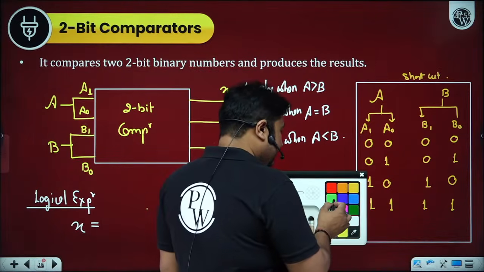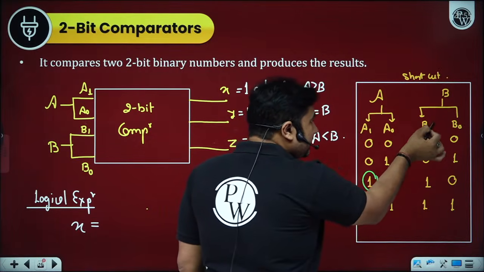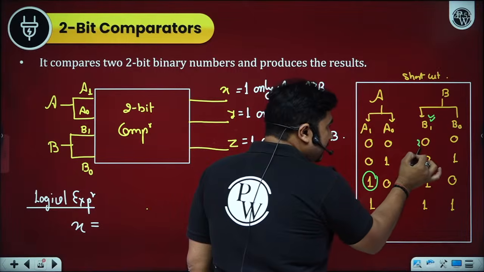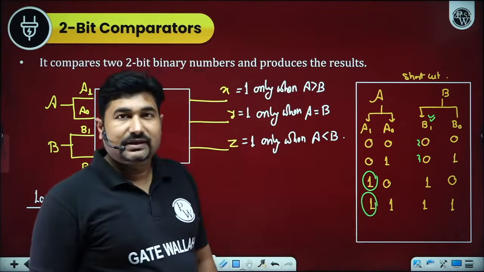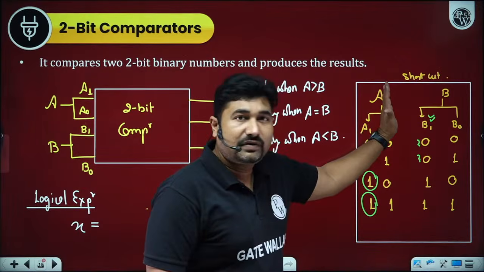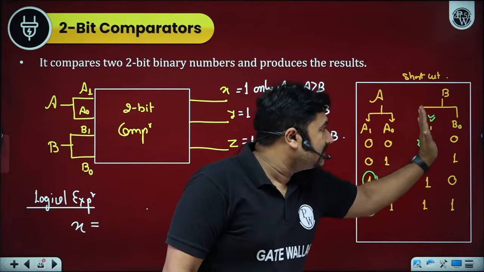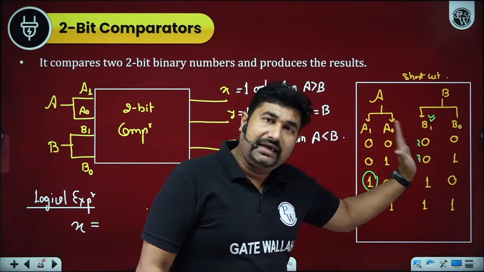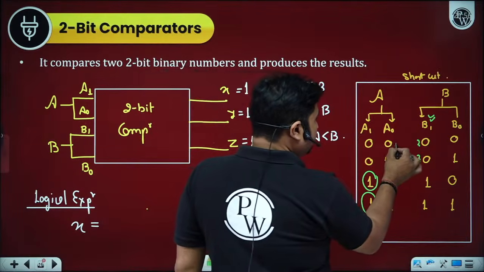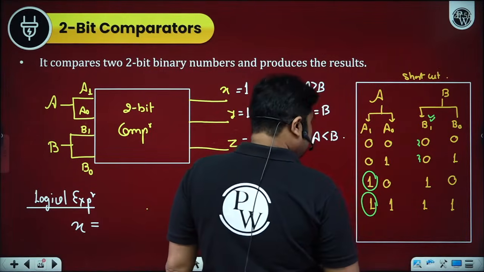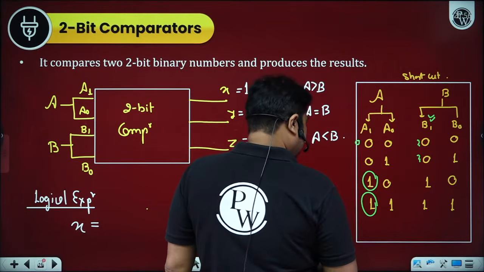Now please observe here, in case A1 is greater than B1, that is, the MSB of A is greater than the MSB of B, then A must be greater than B. We all can see this is the binary of 0, binary of 1, binary of 2, or I am just writing here.